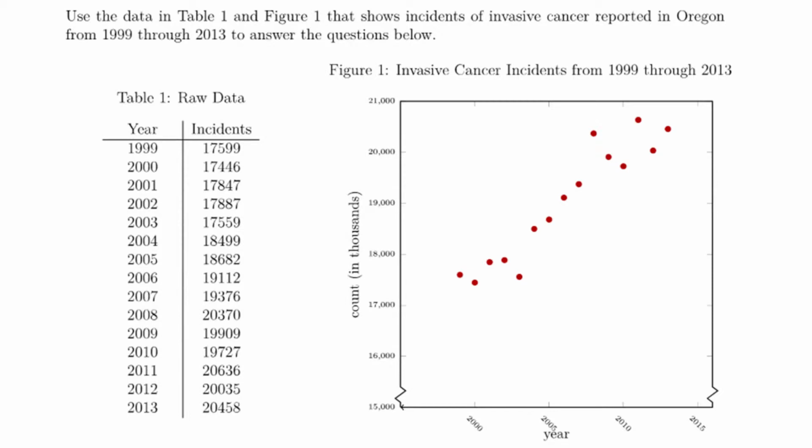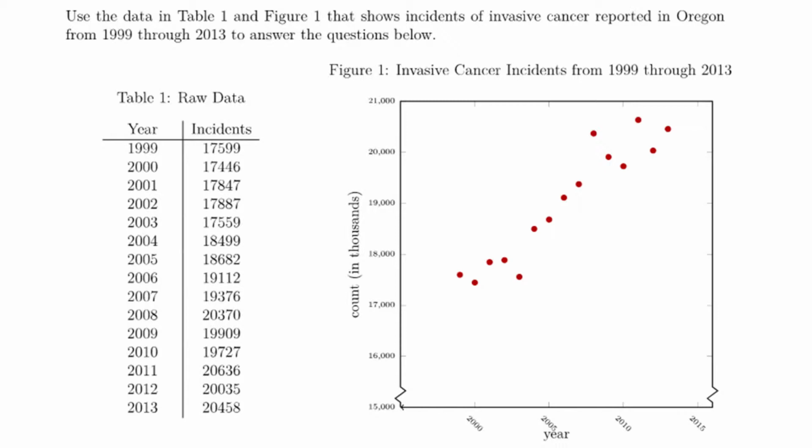In this example, we'll explore the rate of change, which is a measurement of how one quantity changes relative to another quantity. The example we're going to look at has data given in a table, and also in graphical form. We have Table 1 and Figure 1 showing the quantities of incidence of invasive cancer reported in Oregon, from 1999 to 2013. So our input here is the year, and then we're looking at the number of incidents of cancer for that given year. The table is going to show really specific numbers, which is helpful in calculations.